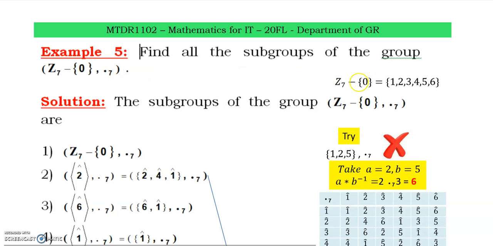Now what are the elements in Z7 minus 0? That we know that already. 0 deleted, so 1 2 3 4 5 6. Here p, the prime number is 7, so here 7 minus 1, that is 6. So 1 2 3 4 5 6, these are the elements of Z7 minus 0. Now we have to find all subgroups.